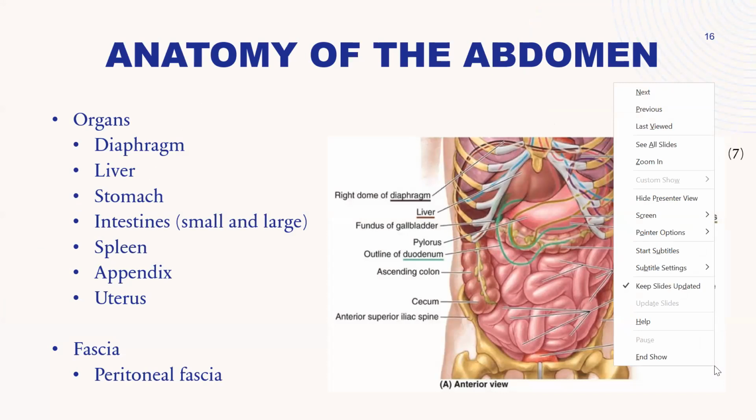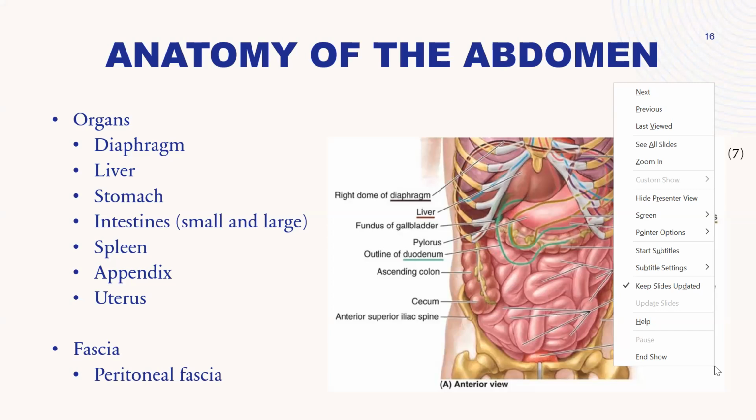Fascia is a layer of thin connective tissue that wraps around and supports all the different structures within our body. The abdomen specifically contains peritoneal fascia, which lines the abdominal cavity. And then there's visceral peritoneum, which is another type of fascia, and that covers the outside of each organ that's in the abdomen.